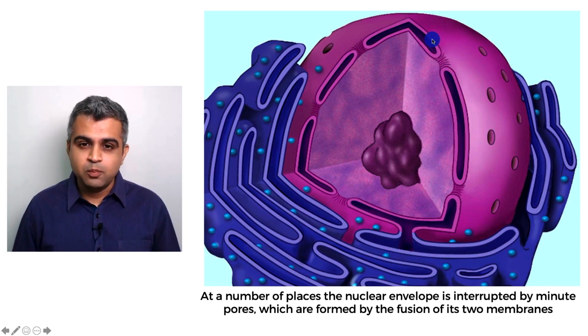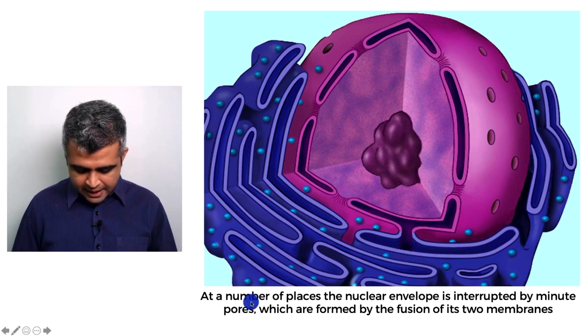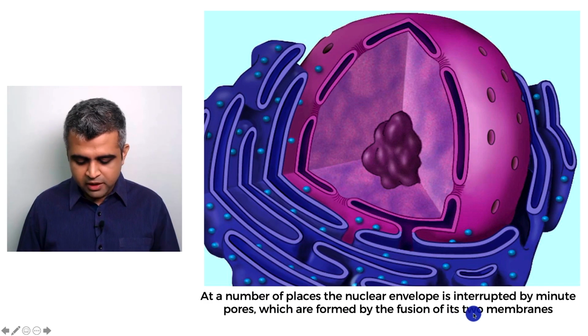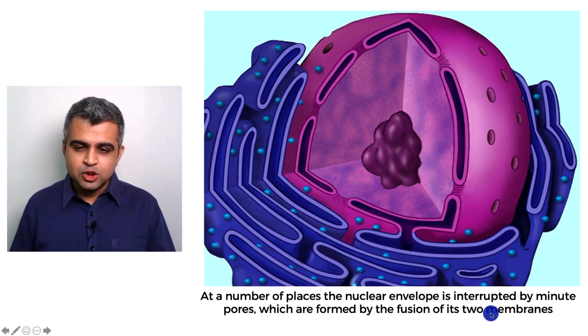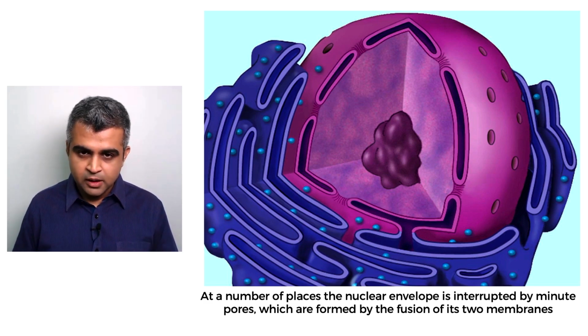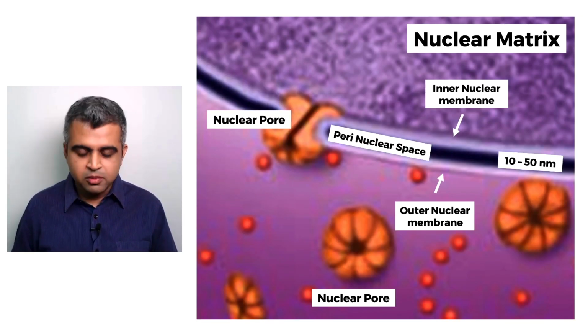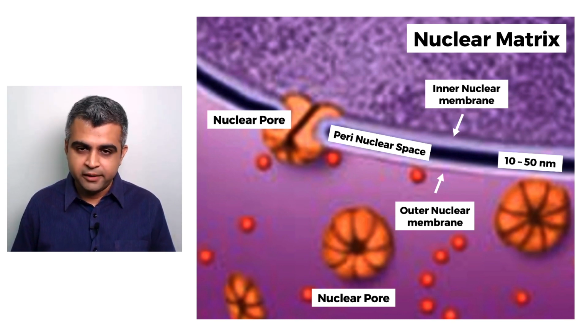So this is the point that I want to stress upon from NCERT. NCERT says that nuclear pores are formed by the fusion of its two membranes. Now this actually is a very, very old concept about nuclear pores. This picture which we have been doing right now, or which I just explained to you, is actually a more recent theory of how nuclear pores look like or operate.